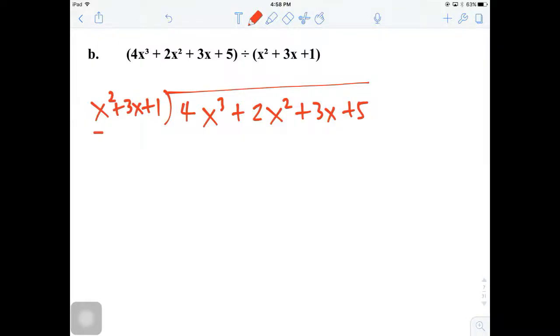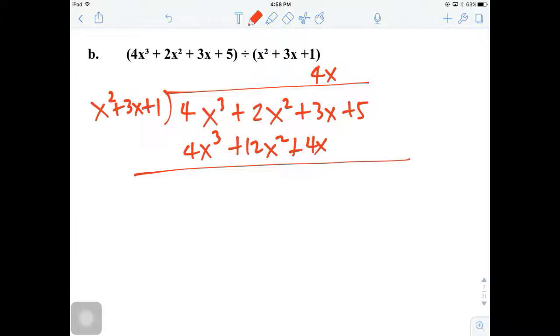And we're going to compare the first terms again. How do I go from x squared to 4x to the third? So what am I missing? I am missing 4 and an x, right? So now we're going to distribute that to every term. So that's 4x times x squared. That gives me 4x to the third. 4x times 3x gives me 12x squared. 4x times 1 gives me 4x.